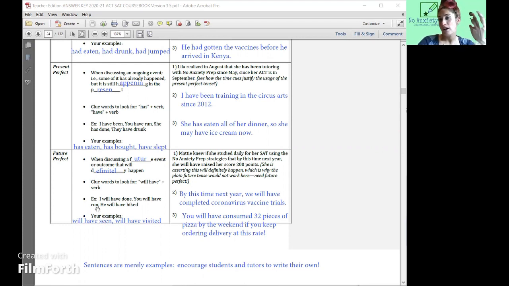So I will have done all of my homework by the end of the weekend. You will have run 40 miles by the end of this week. He will have hiked all of the trails in Great Falls Park by the end of the year. So something that's going to happen. Okay, we know that Maddie knew if she studied daily for her SAT using the No Anxiety Prep strategies that by this time next year, she will have raised her score 200 points. So she knows it's going to happen. There's no ifs, ands, or buts about that.